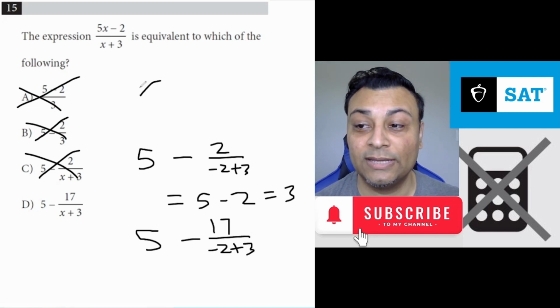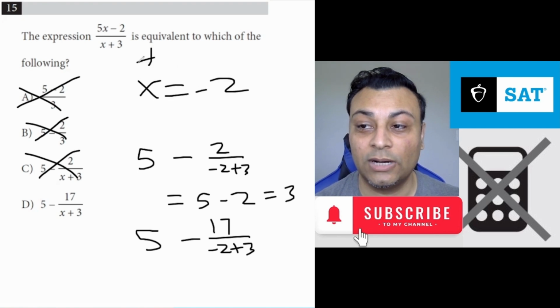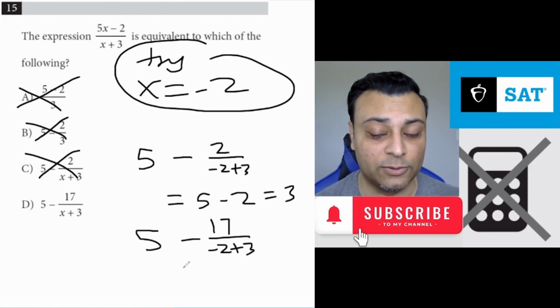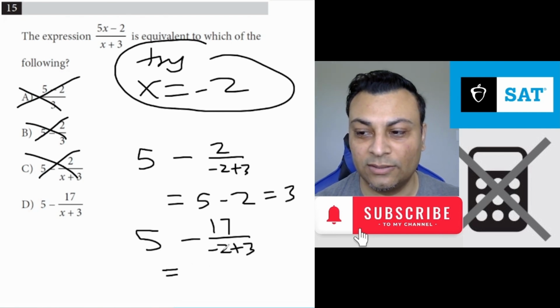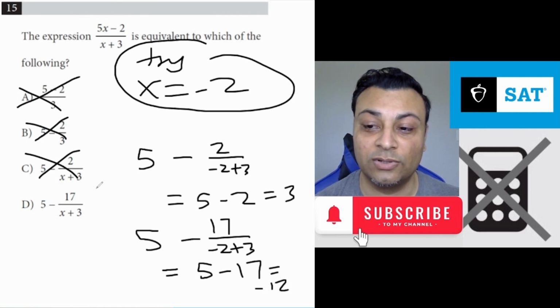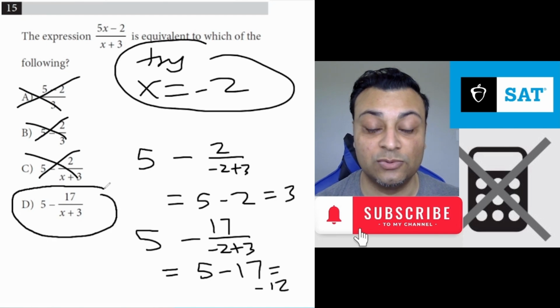Remember, we're plugging in negative 2 for our test number. Okay. This ends up being, this is a 1, so you have 5 minus 17, which is indeed negative 12, which is what we were shooting for. So the answer is option D using this method.